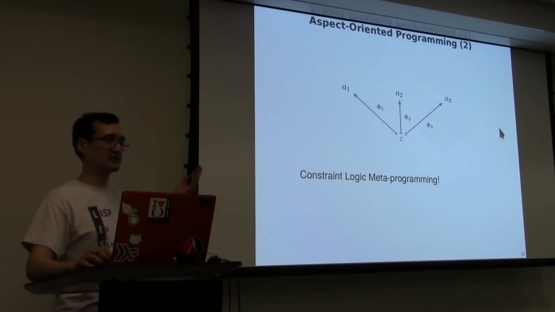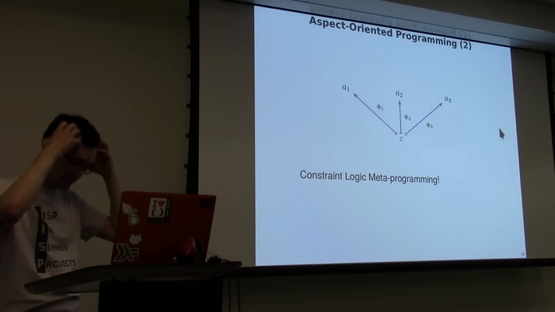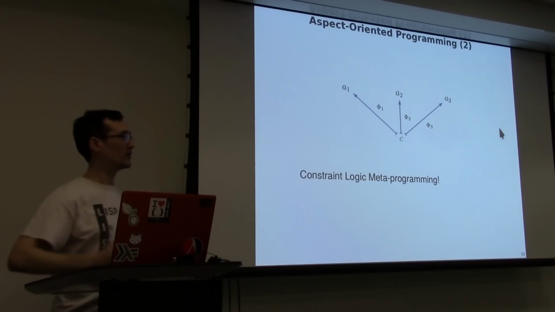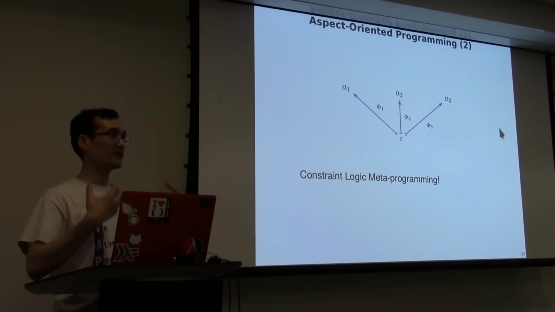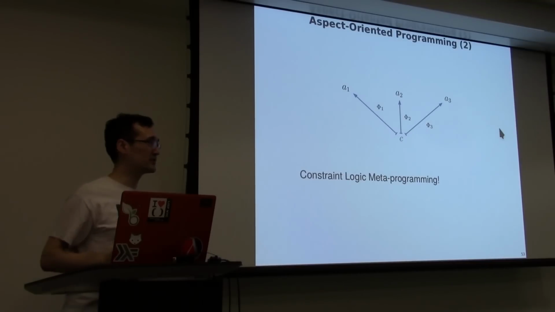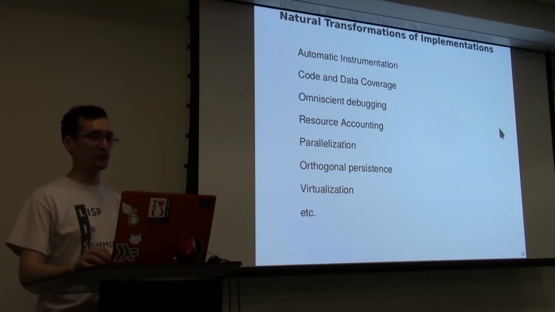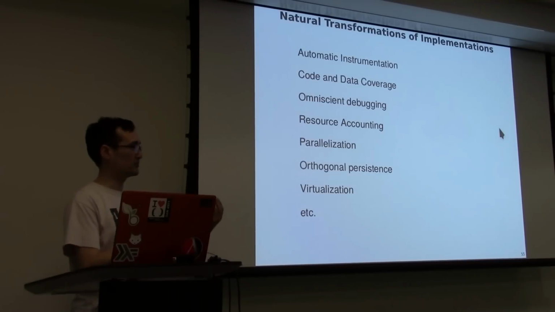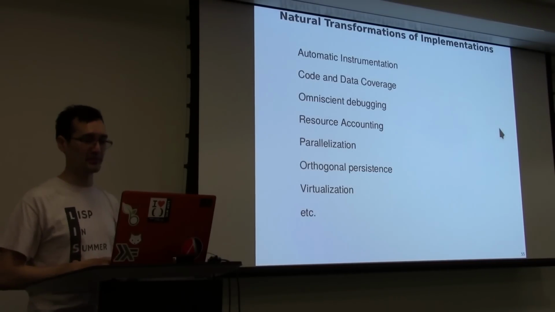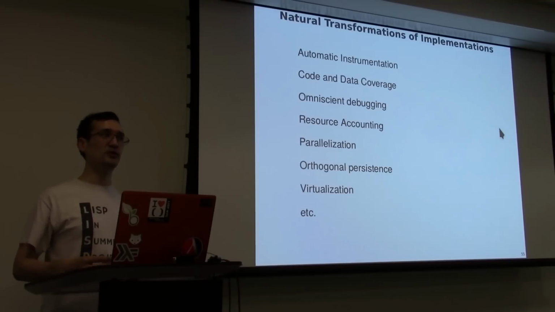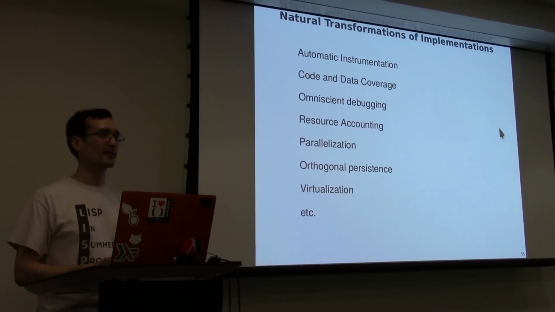So yes, with this formalism, you can find lots of familiar things have a simple expression in this formalism. What are natural transformations of implementations? Any kind of automatic instrumentation, like code and data coverage, where you are going to insert extra instructions or extra accounting for what's happening. Omniscient debugging. Who here knows omniscient debugging? Or you're going to have a treat.